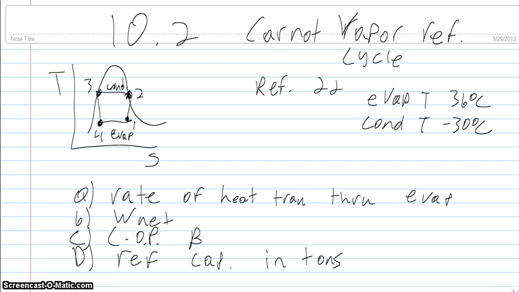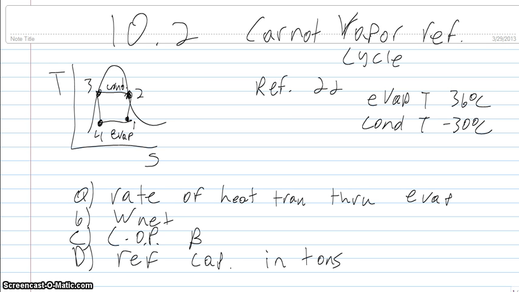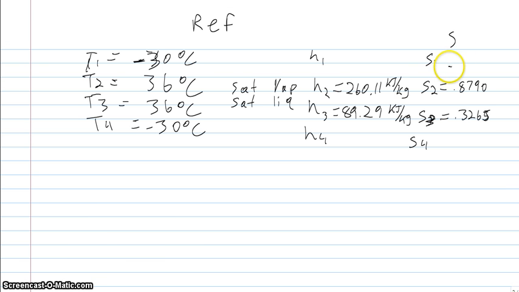Now, if you go back up to this TS diagram, you'll see that it's isentropic from 1 to 2 and from 3 to 4. So we can find that S1 is equal to 0.8790 kilojoules per kilogram times Kelvin, and S4 is equal to 0.3265 kilojoules per kilogram times Kelvin.